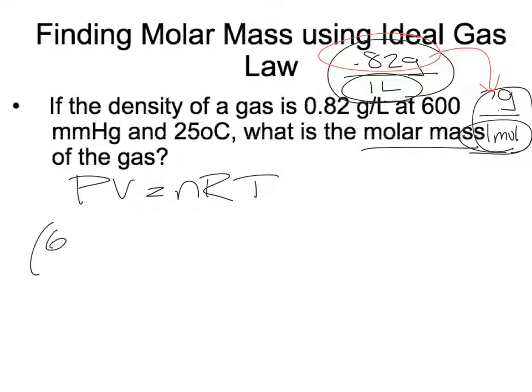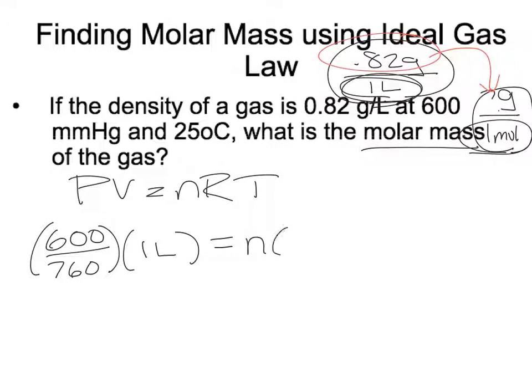Pressure is 600, but of course I can't use 600. I have to have that in atmospheres. So I'm going to take a little shortcut here and just put 600 divided by 760 because I know that will give me atmospheres. The volume, I think this is the other sticking point for this question, but we're going to go ahead and use 1 liter because we know we want to get that 1 liter into however many moles. We don't know if it's 1 mole. That's what we want, but we're going to see how many moles. R is 0.0821. Temperature is 25, so that's 298 Kelvin.